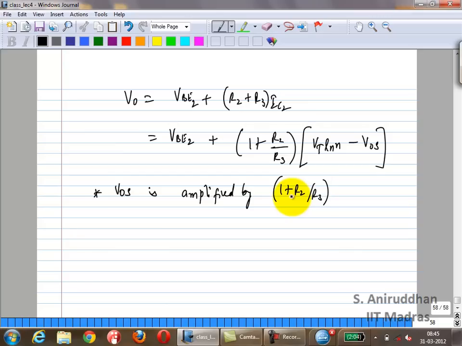Now one assumption we have made here, actually when calculating this, is that we have assumed that IC1 is still equal to IC2 even in the presence of offset. That may not be true, right, because Vx is no longer exactly equal to Vy, right? So that is another problem.